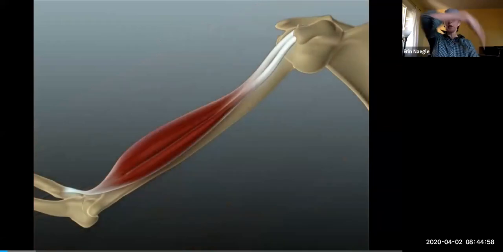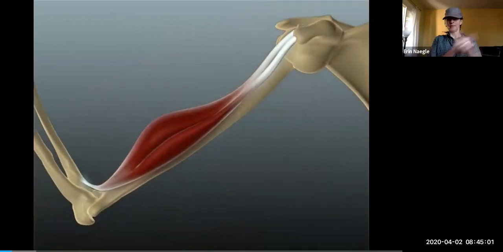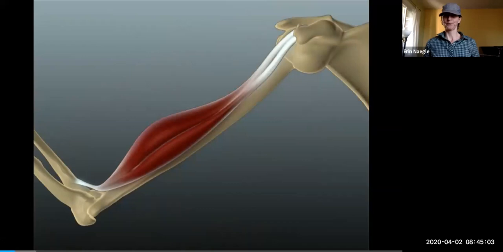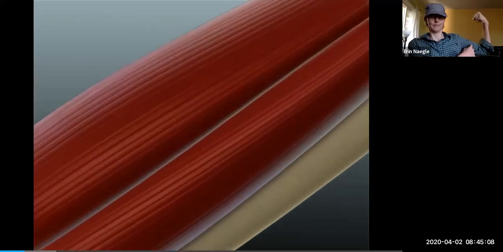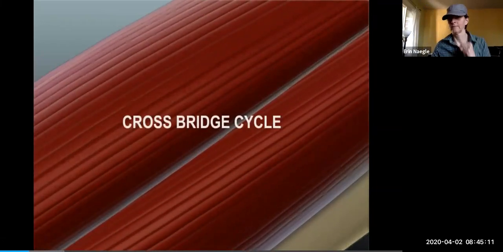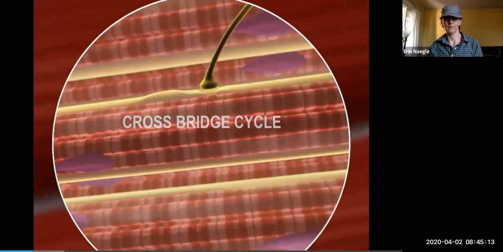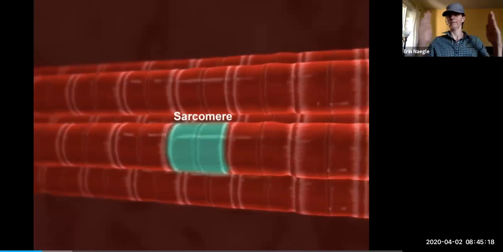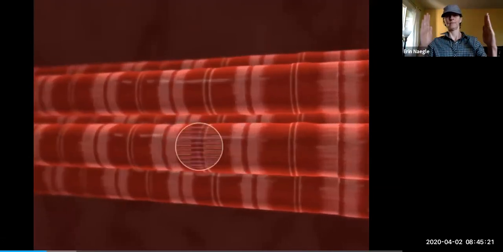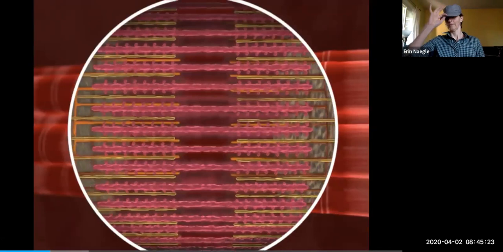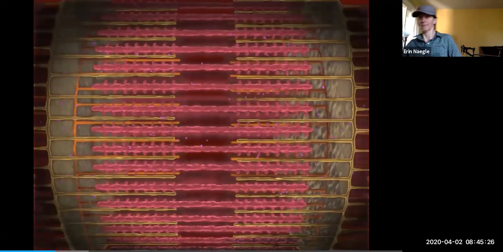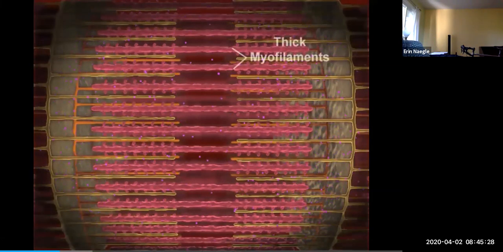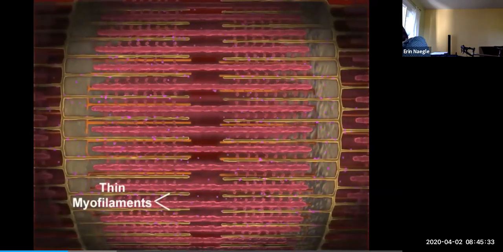The cross-bridge cycle. Contraction of a skeletal muscle generates the force necessary to move the body, triggered by a series of molecular events known as the cross-bridge cycle. In a skeletal muscle fiber, the functional unit of contraction is called the sarcomere. A sarcomere shortens when myosin heads in thick myofilaments form cross bridges with actin molecules in thin myofilaments.